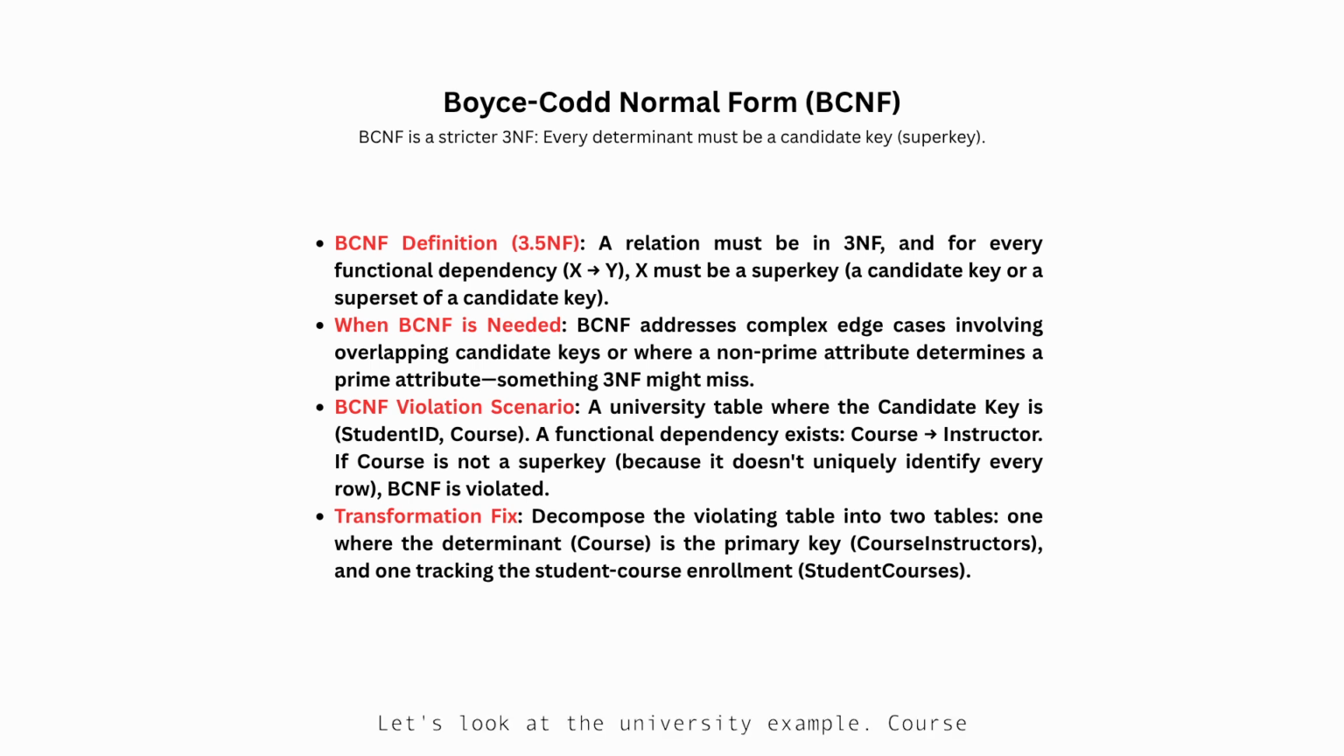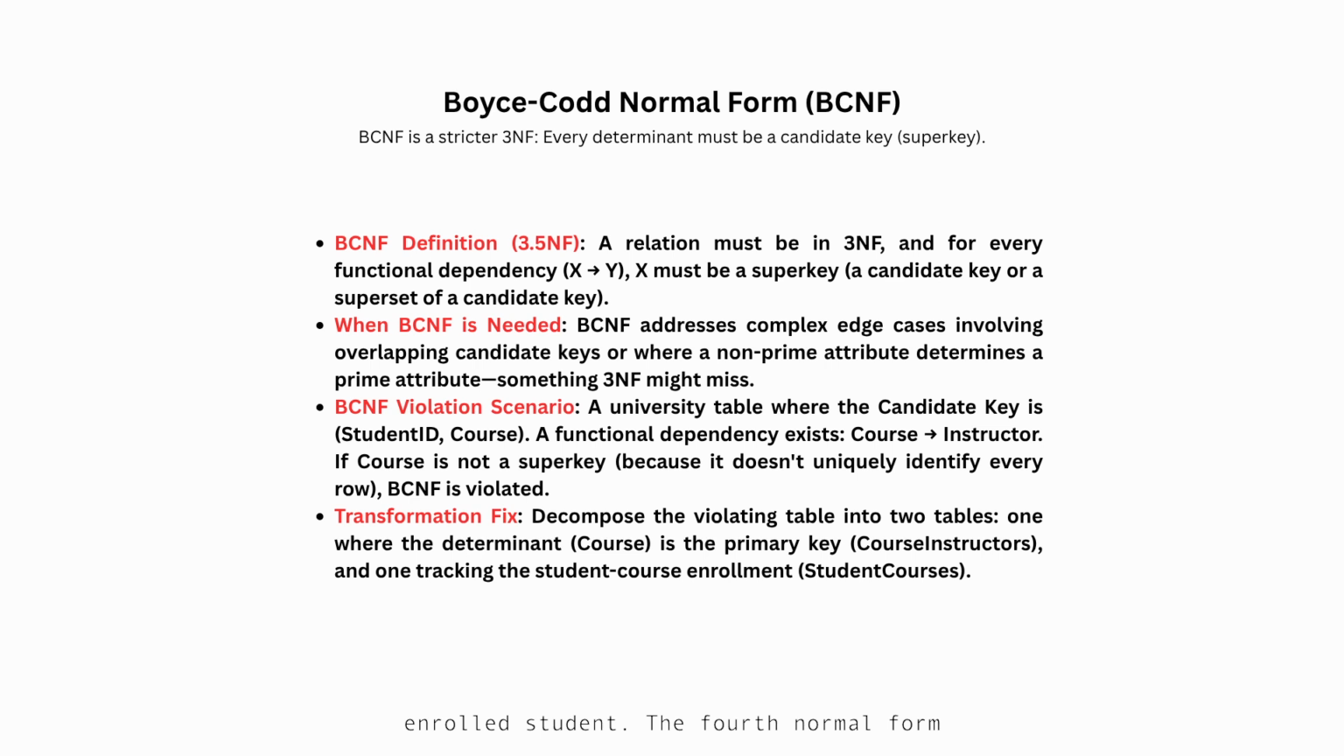Let's look at a university example. Course determines instructor. Since course alone does not uniquely identify a row in the original combined table, the composite key, student ID and course, is not a superkey and BCNF is violated. To fix this, we create two tables. The course instructors table is keyed by course, making the dependency valid because the determinant is now a primary key. This greatly reduces redundancy as the instructor name for a course is now stored only once, not repeated for every enrolled student.